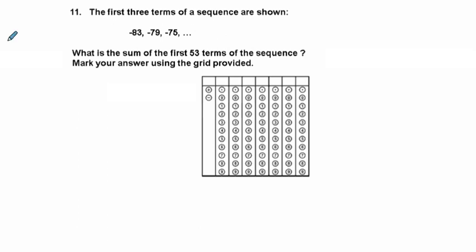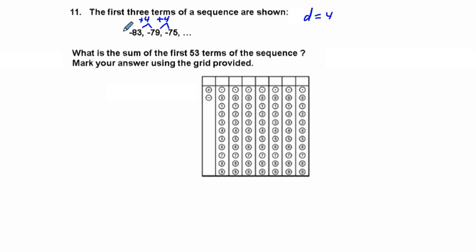Precalculus Fall 2019 ACP Preview Problem 11. We have the first three terms of a sequence shown, and I hope you can see that in this sequence, what are we doing to get from one term to the next? We are adding 4. So our common difference, d, is equal to 4. And we're trying to find the sum of the first 53 terms.